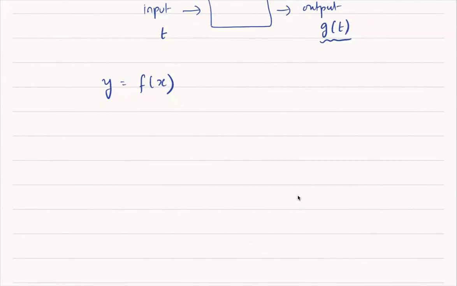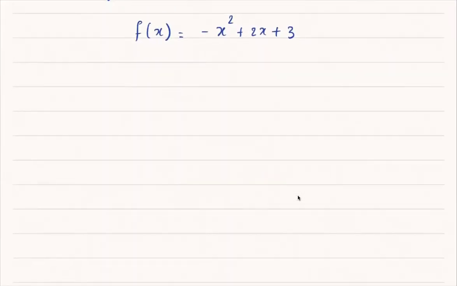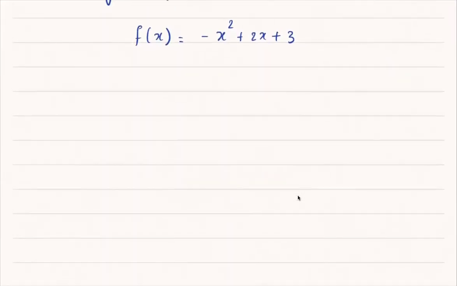So now let's look at one function. So I'm going to use f of x notation here, and this function is represented by, let's say, this expression. So this is my function. My input is x, my output is f of x.